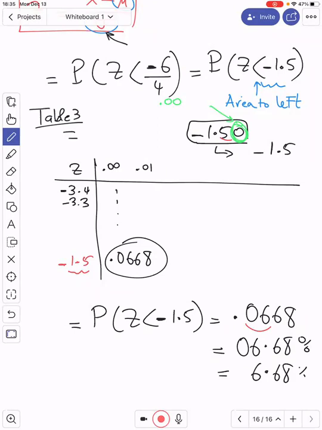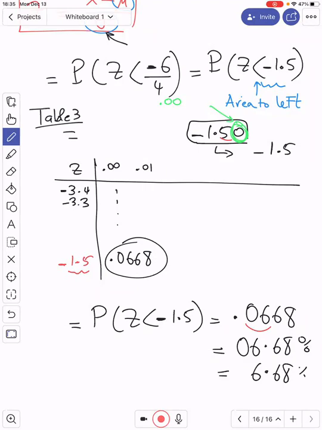Again, this is like in the review sheet. Problem number 8 in the review sheet says it takes no more than 2.2 hours. So your x would be less than 2.2, and then you convert to z. Same thing: you subtract the mu, you divide by sigma, and then use the table. Okay.